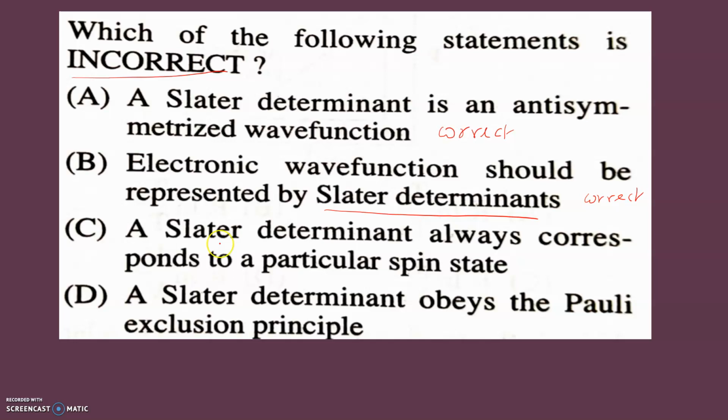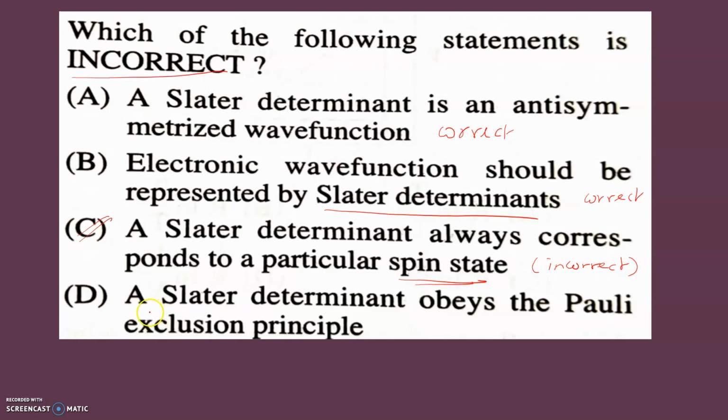Then third statement, a Slater determinant always corresponds to a particular spin state. No. You can write Slater determinant for a singlet state, for a triplet state, for a doublet state. So you can write Slater determinant for any state, right? So this is the incorrect statement actually. So for this question the correct option is C.